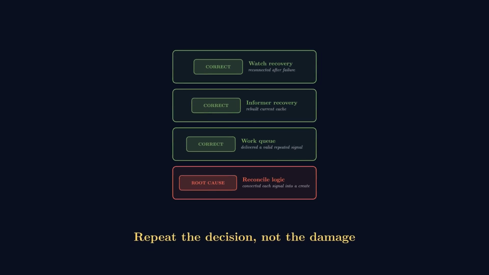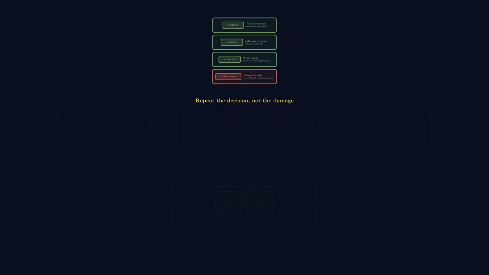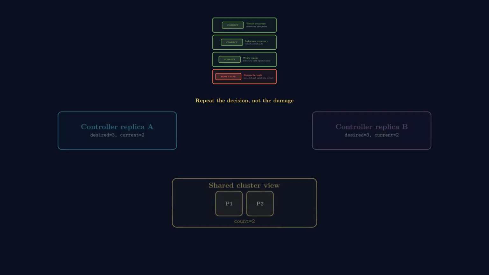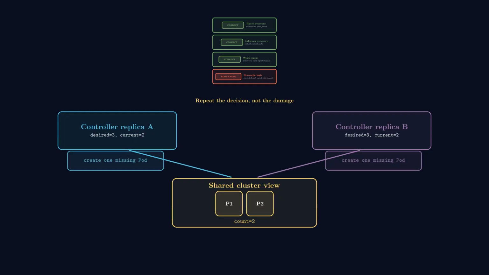But the repaired controller soon faces a new problem. The team deploys 2 controller replicas for high availability, but leader election is not enabled. Both replicas read desired equals 3 and current equals 2 at the same moment. Both make the correct decision that one pod is missing. Can 2 correct decisions still create duplicate resources?